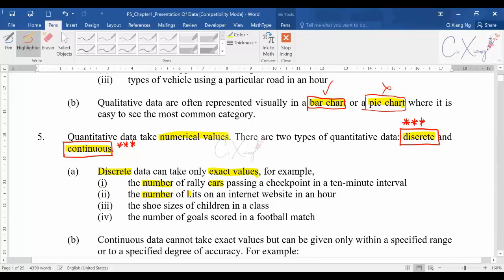Other examples are the number of hits on an internet website, and the shoe size. Although shoe size can have halves, like 5.5, 7.5 or 8.5, generally they give you an exact value, that means a particular value is given. And the number of goals, like the score in a football match: maybe 3 goals, 0 goals, or 1 or 2 goals. All of these can take an exact, particular value, so we call them discrete data.